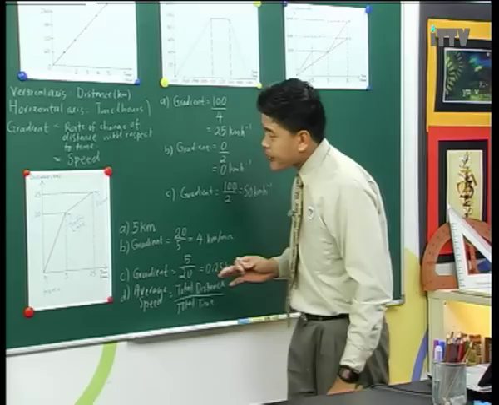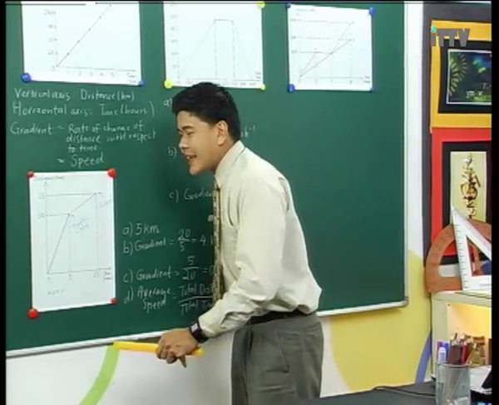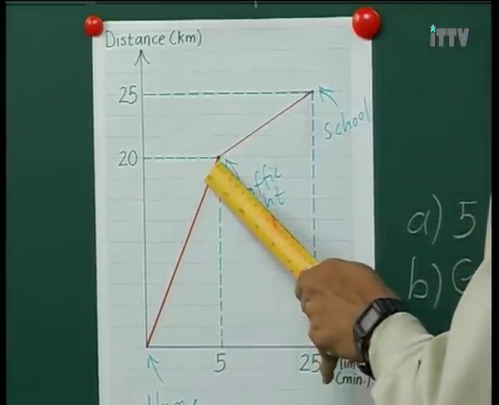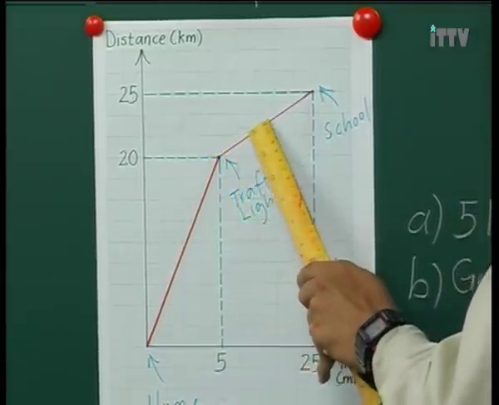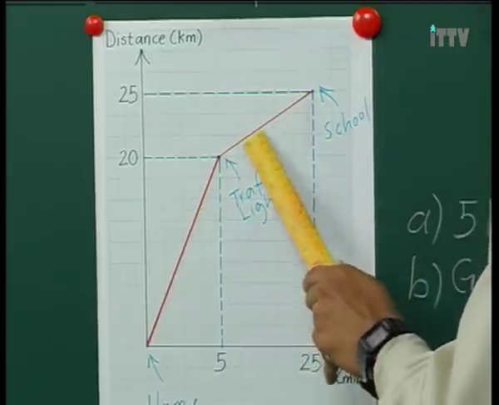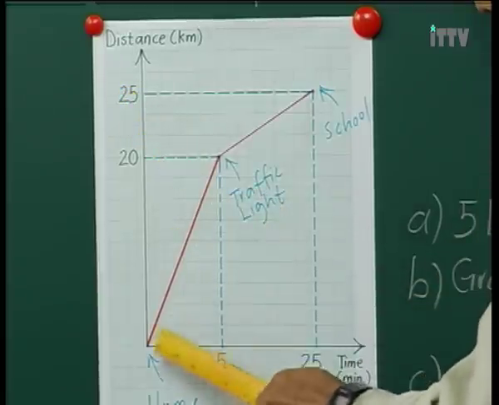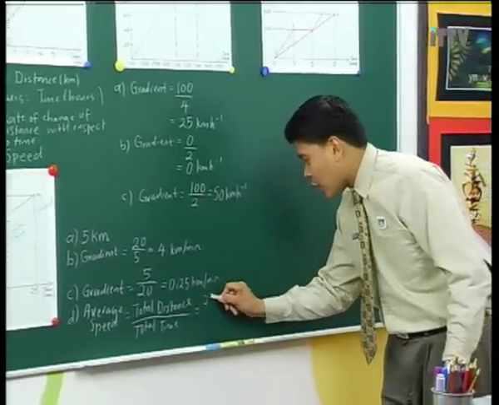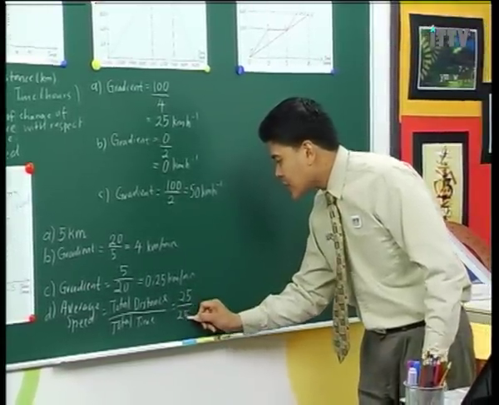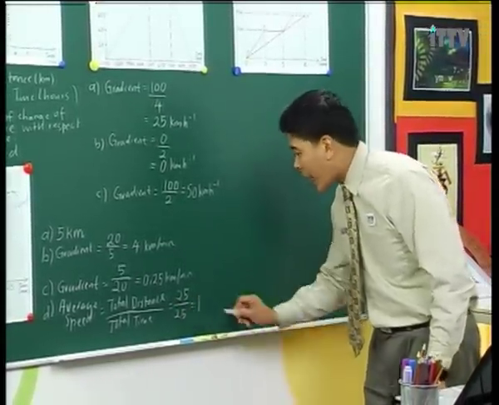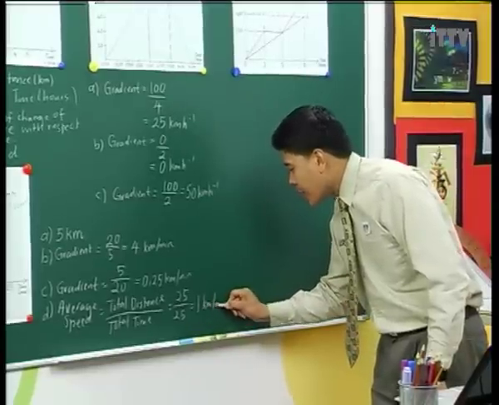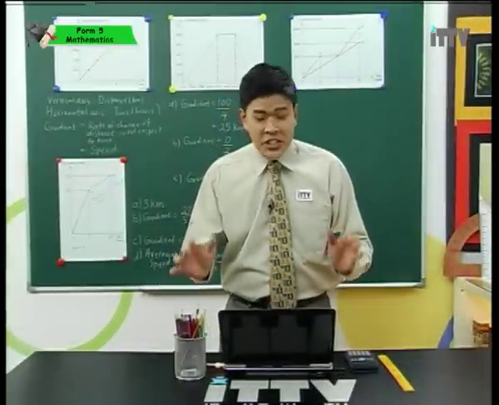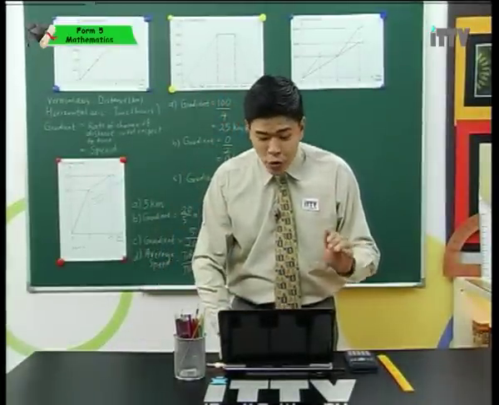Let's go back to the graph. What is the total distance taken by Mandy? She takes 20 km from the home to the traffic light and another 5 kilometers from the traffic light to school. So the total distance is 25 kilometers. What about total time? 25 minutes. So let's put it right here. 25 kilometers divided by 25 minutes will give us an average of 1 kilometer per minute. Now it's your turn to try out one question by yourself. Just remember to put all that you have learned into application.